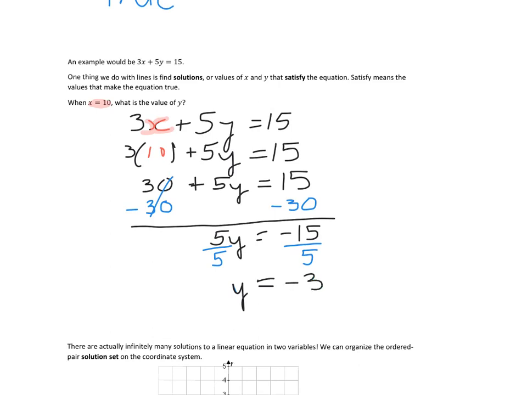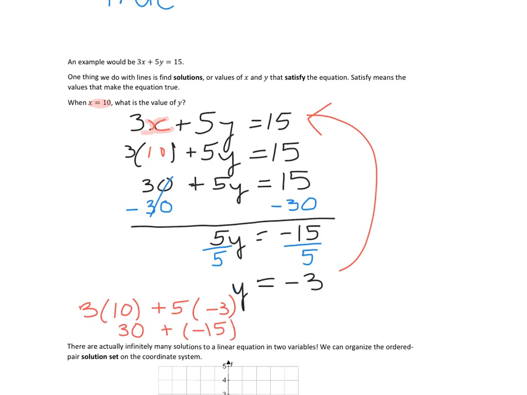All right. And we can do a quick check. We can plug in x equals 10 and y equals negative 3 to our original equation, and it should be a true statement. All right, so 3 times 10 is 30. 5 times negative 3 is negative 15. And indeed, it does equal positive 15. So we know we found this correctly. So this is a solution. x equals 10 and y equals negative 3 is a solution.